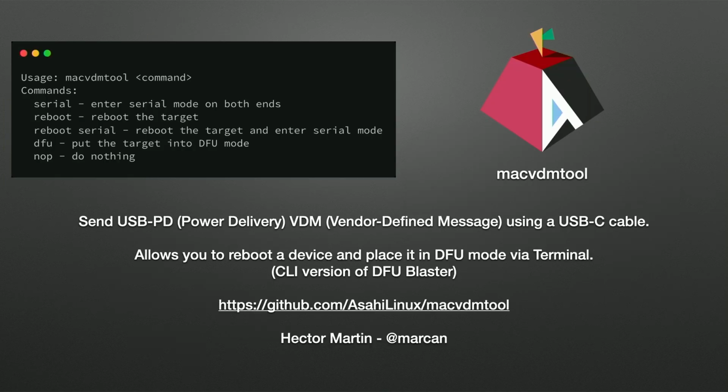And then, again, I'm a command line guy, so there's also a Mac VDM tool. These are words I just learned while investigating this. It uses power delivery vendor-defined messages over the USB cable, and that's what puts it in DFU mode. Beyond that, I have no idea how it works. Frogger, I hope, isn't in the room because he'd probably go on about it.